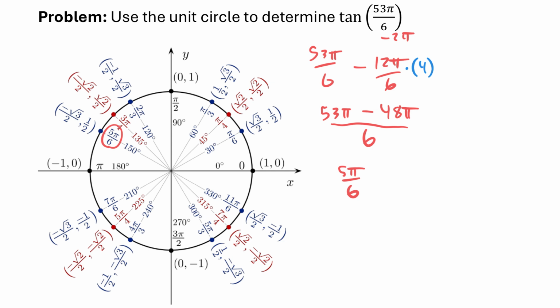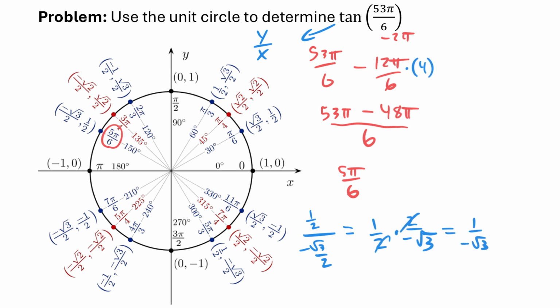We're looking for tan. That means we need to do y over x. So we're going to need to calculate, maybe I'll do this down here, 1/2 divided by negative root 3 over 2. Now again, the best way to do this is to flip and multiply. So 2 over negative root 3. Cancel the 2's. 1 over negative root 3. And we don't have to rationalize, so this is our answer, negative 1 over root 3.